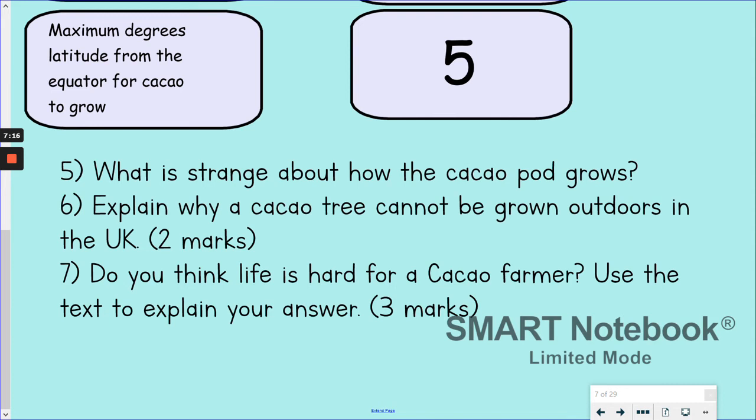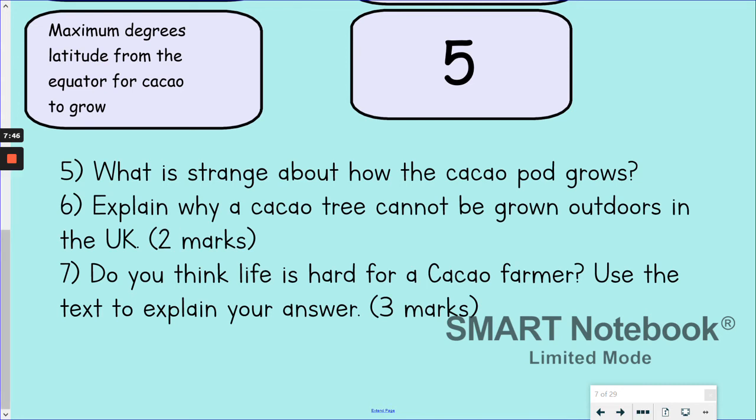And question 7 is another explain question here. Do you think life is hard for a cacao farmer? Use the text to explain your answer. There are 3 marks available, so you're going to make a clear answer, whether you think it's yes or no, and then make at least 2 points to get the full 3 marks.